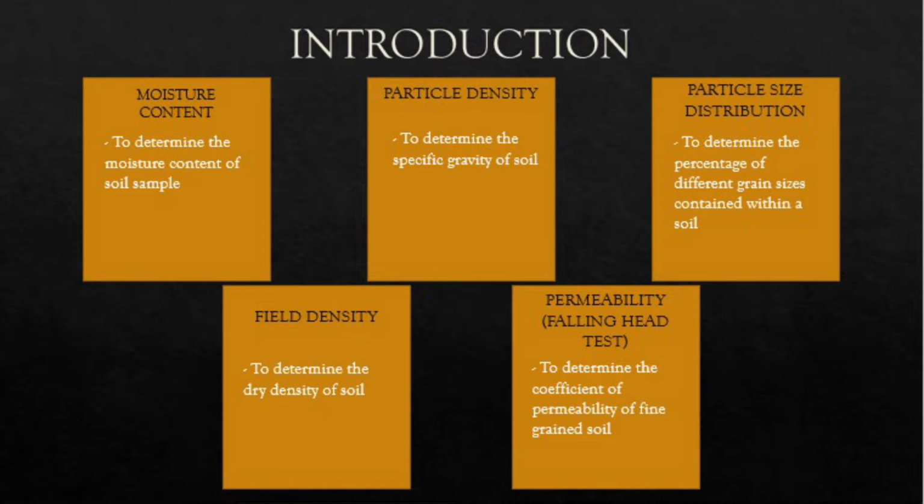soil sample. For the second, particle density, to determine the specific gravity of soil. For the third, particle size distribution is to determine the percentage of different grain size contained within the soil. For the fourth, field density, to determine the dry density of soil. And the last one is the permeability falling head test, to determine the coefficient of permeability of fine grained soil. Okay, let's go for the first experiment video that I conducted, which is moisture content.